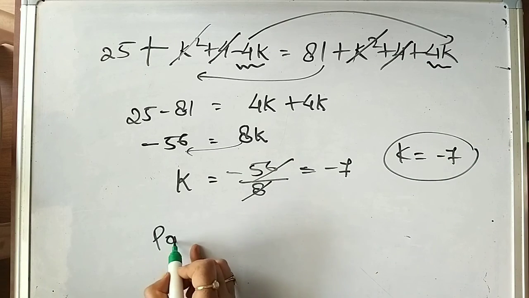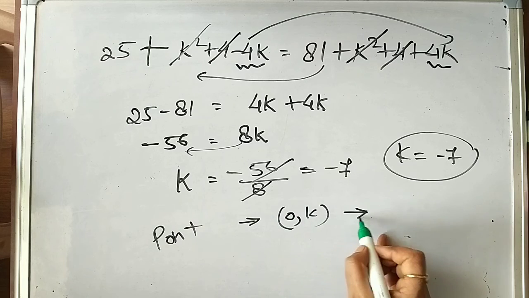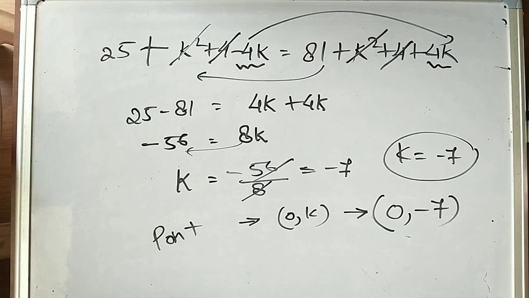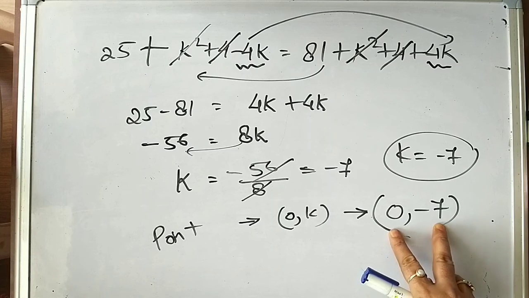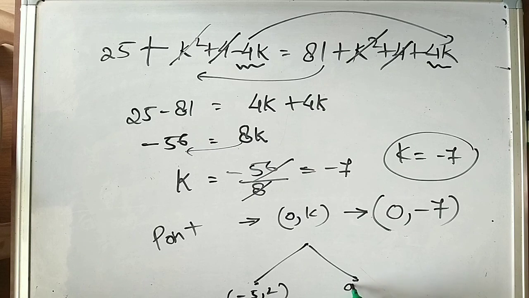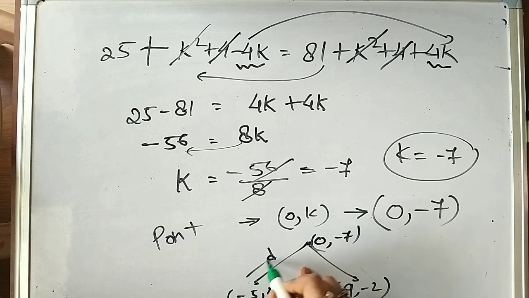And what was the point assumed? Point assumed was 0 comma k. Remember? So this point is nothing but 0 comma minus 7. The point on the y-axis which is equidistant. Equidistant means this distance and this distance are the same from minus 5 comma 2 and 9 comma minus 2. This point 0 comma minus 7 is where these both distances are equal.